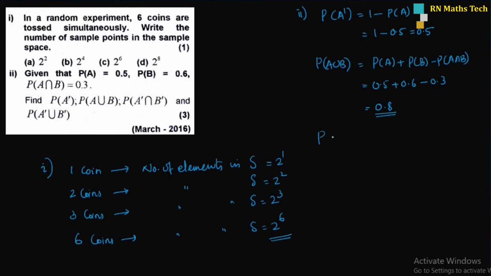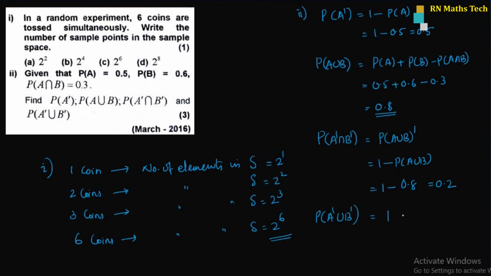Now P of A dash intersection B dash is equal to P of A union B the whole dash, that is 1 minus P of A union B, that is 1 minus 0.8, equal to 0.2. Now P of A dash union B dash is equal to P of A intersection B the whole dash, 1 minus P of A intersection B, 1 minus 0.3, 0.7. Okay.